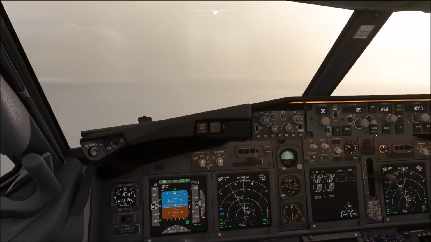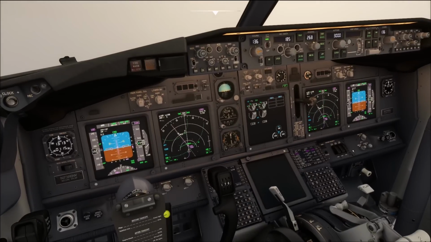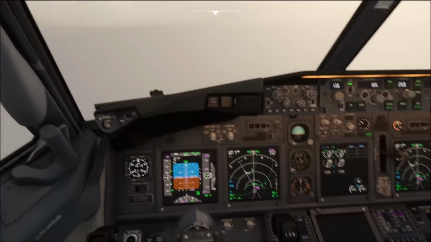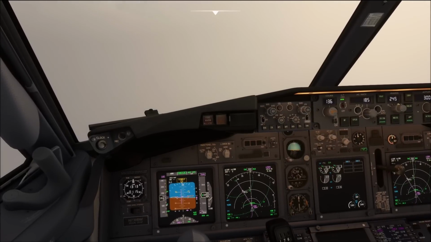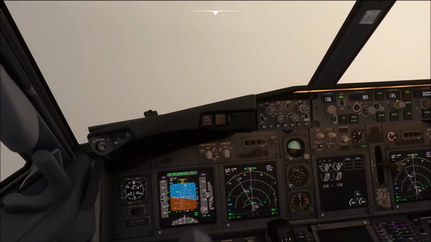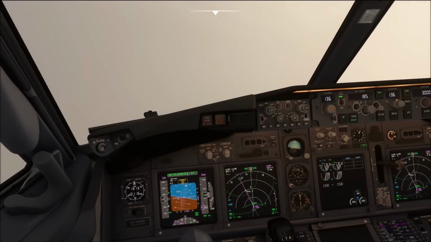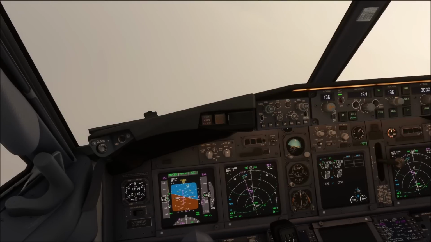So VNAV's coming in a little bit high over here, let me help it out. Approach mode is armed. Flaps 5. So from here on, basically we are just going to follow the normal approach procedures. And I do know that you guys like seeing me fly approaches, so that's why I am going to fly this entire approach for you.